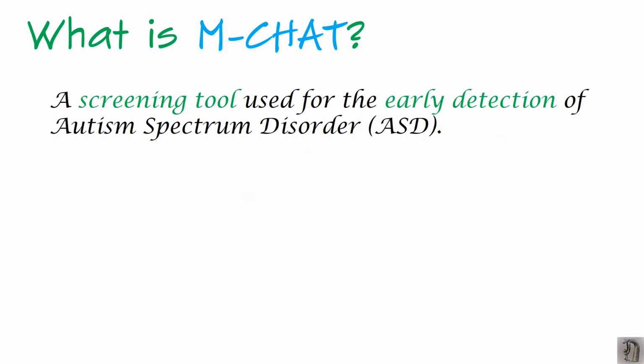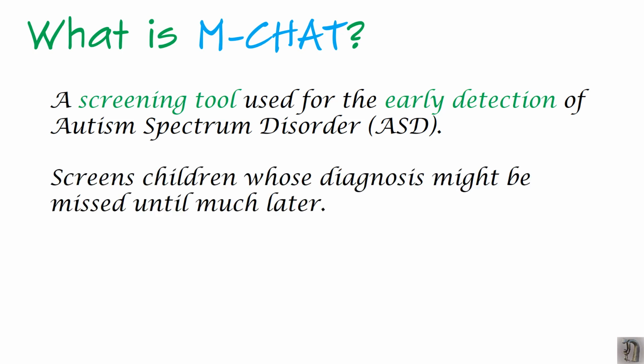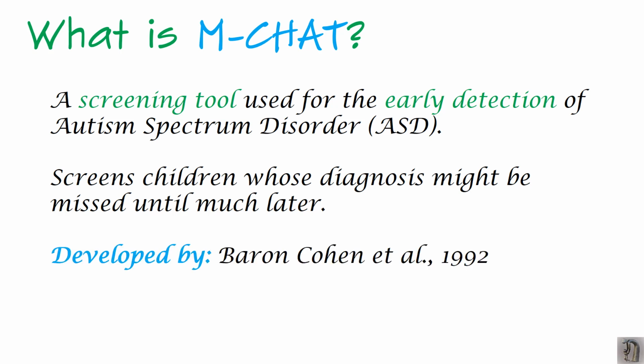It is a screening tool used for the early detection of autism spectrum disorder when you suspect that a child has autism. Then screen children who may have been missed during the screening procedure, or you have just suspected and missed. So in that way also you can use this M-CHAT. It was developed by Baron-Cohen et al., which means more than one professional made this M-CHAT, and they published it in 1992.